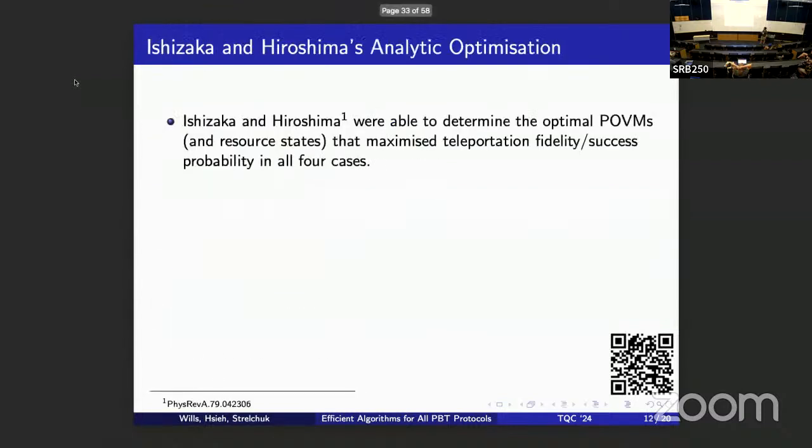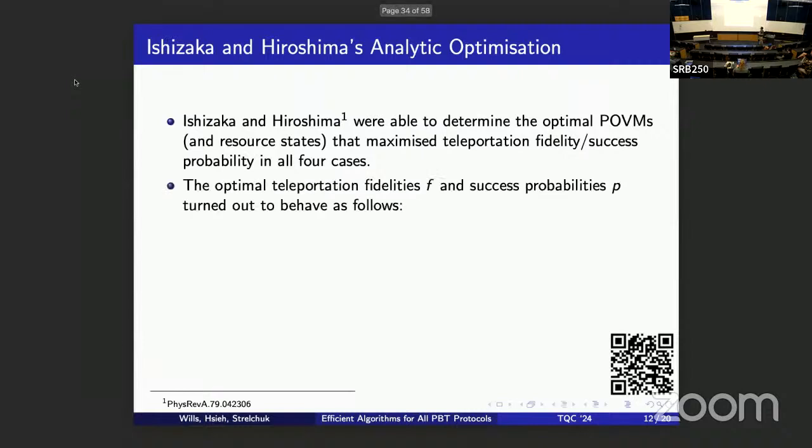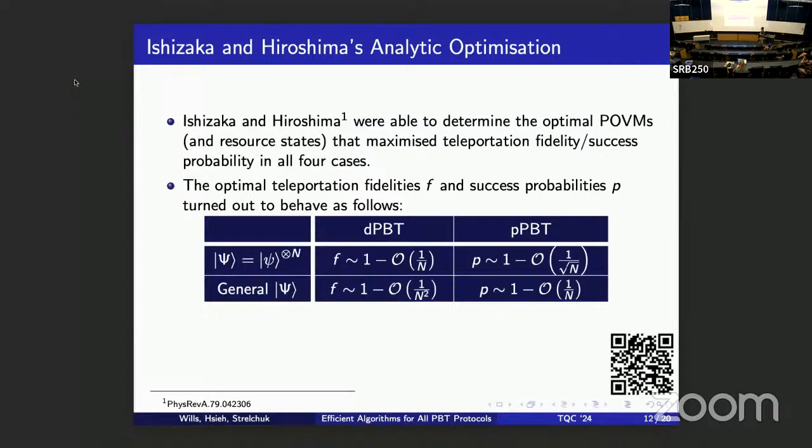And Ishizaki and Hiroshima were able to, with I think quite a lot of patience, solve these optimization problems analytically, which I think is kind of astonishing. And it's a very impressive paper. And it turns out that the best you can do is as follows. So in the case of DPBT, where you're trying to maximize teleportation fidelity, if you use the maximally entangled resource state, you can get a teleportation fidelity of 1 minus something like 1 over n.